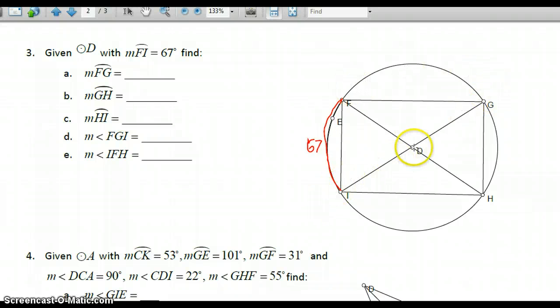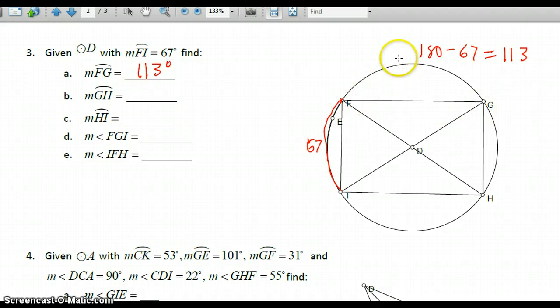If this is 67, what's the arc from F to G? Well, I'm supposed to believe this is the center because it calls it circle D. The arc from here to here, then, I know just makes 180 with the 67. So let's just subtract 180 minus 67, and I'll get 113 degrees. G to H, well, if this is 113, I have a semicircle also from F to H. So if that's 113, this is all 180. This also has to be 67.